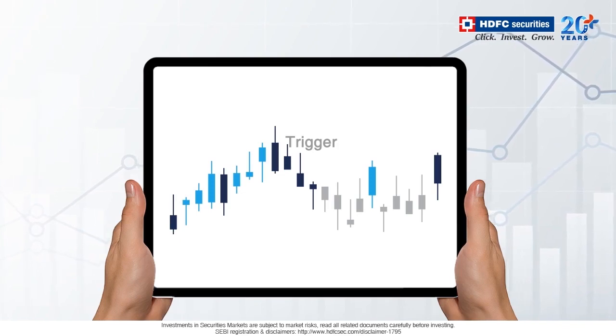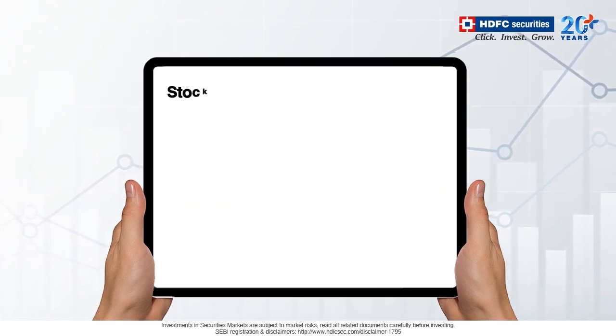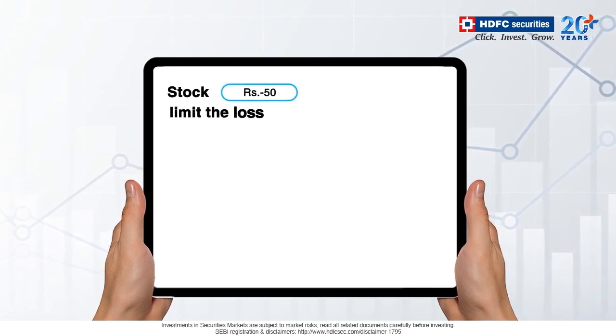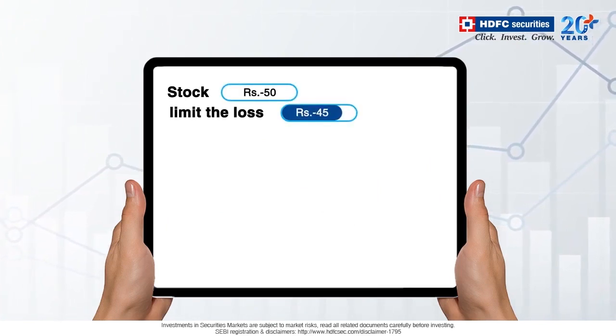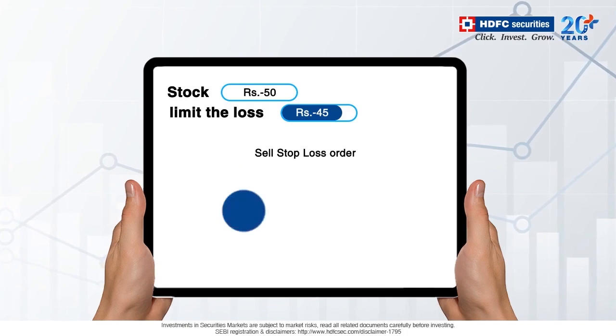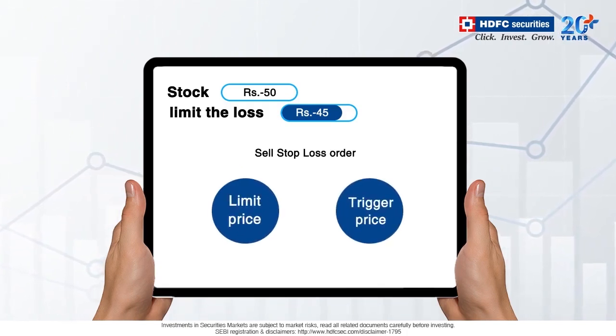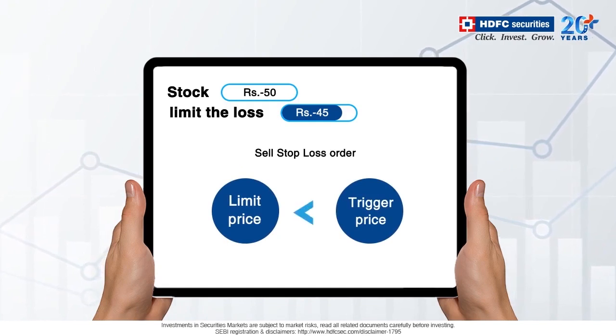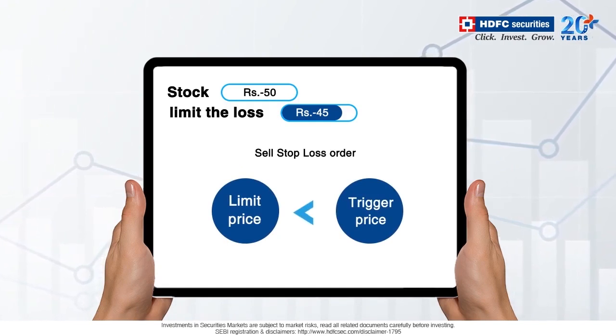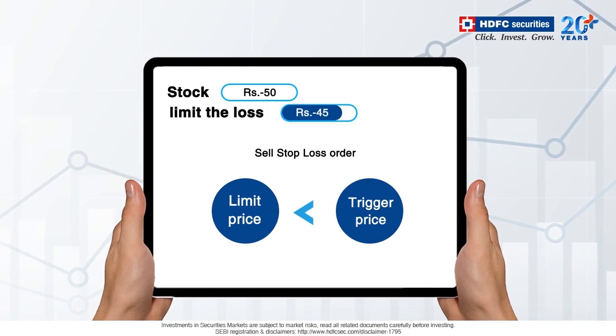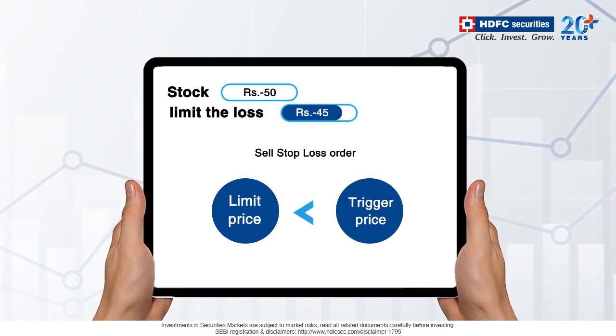price or better. For instance, if you have bought a stock at Rs 50 and you want to limit the loss at 45, you will place a sell stop-loss order with limit price and trigger price. Since your order needs to be triggered first, the trigger price is greater than the limit price. Here, this order type gives you a range of the stop loss.